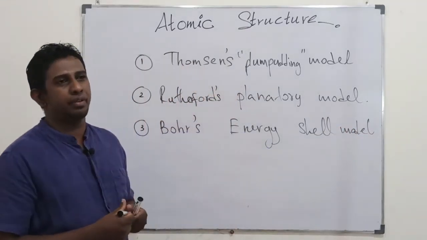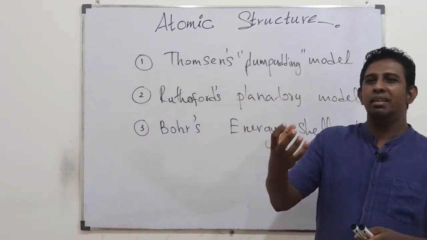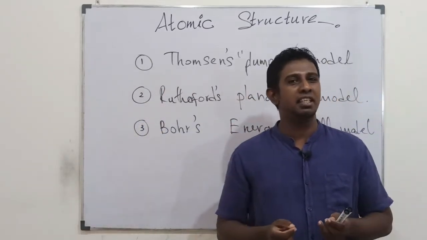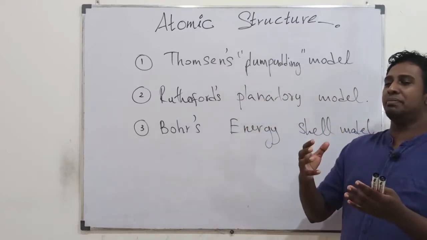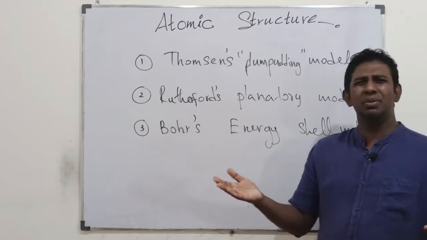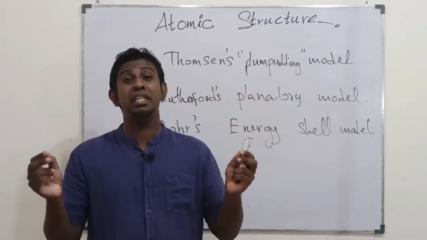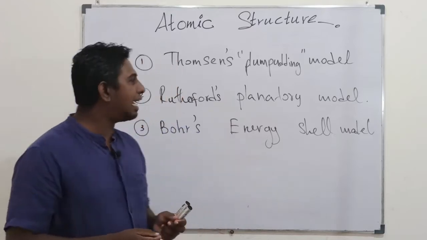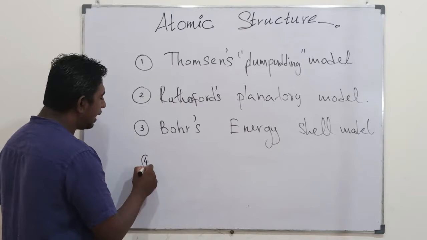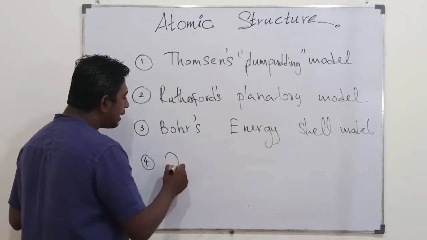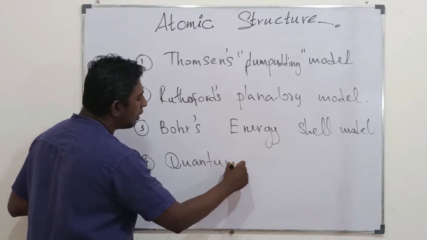Then students, it modified the Bohr's model presented. So the last model in the story, we could find there are four major models presented. The last model we identify, we would call it the quantum model.